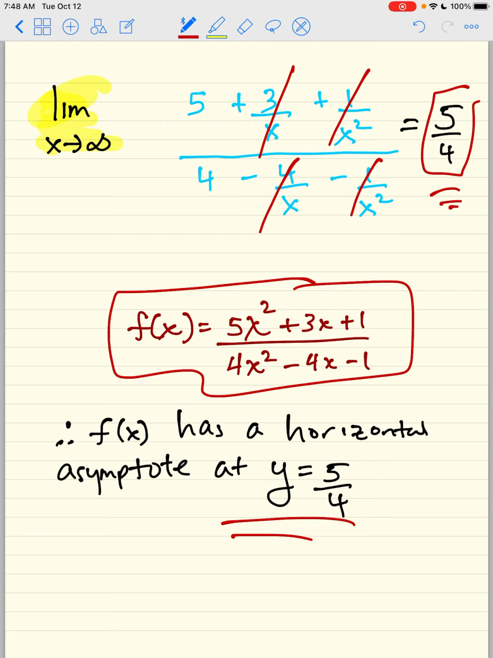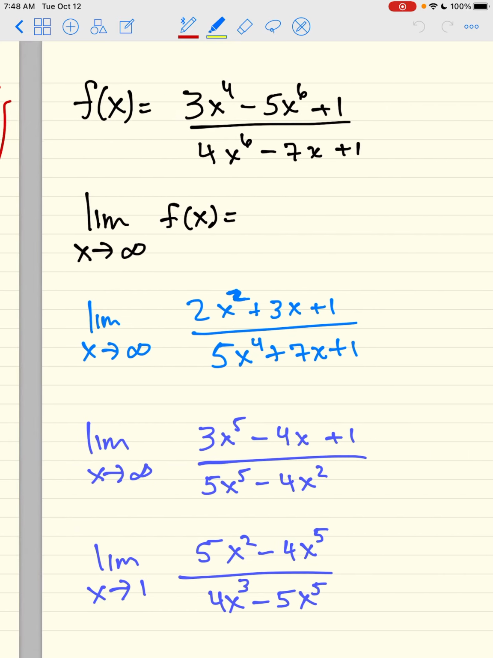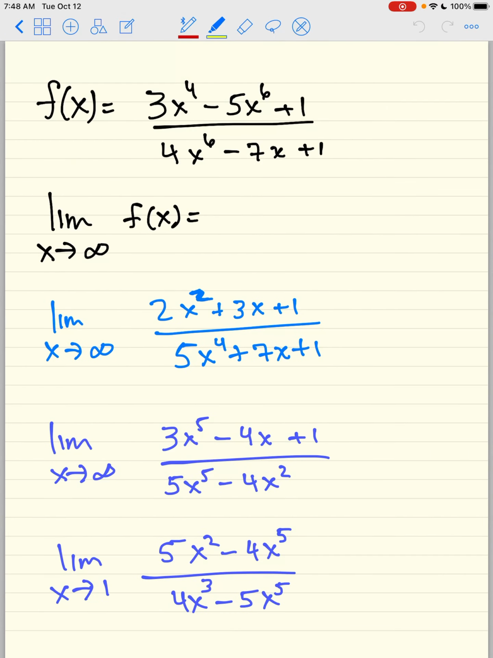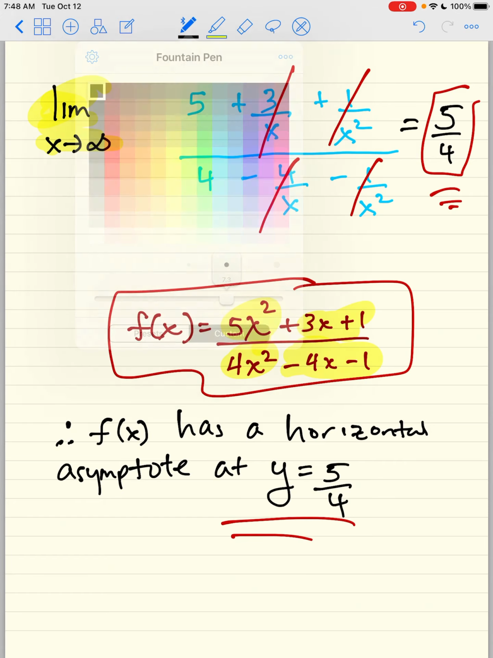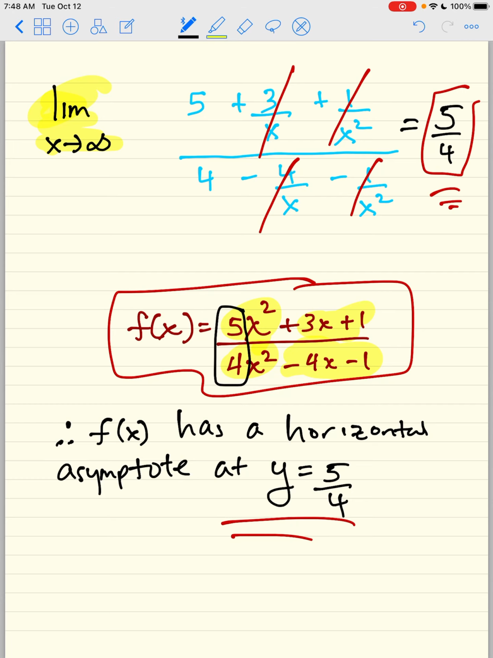So if you think about it, when we get really large with the x's, none of this is actually going to matter. The only thing that matters is the largest, because infinity is going to affect just the largest exponent, okay? There's a really fast way of doing all of these. If you noticed here, I just took the coefficient of the highest two, and that was my answer.